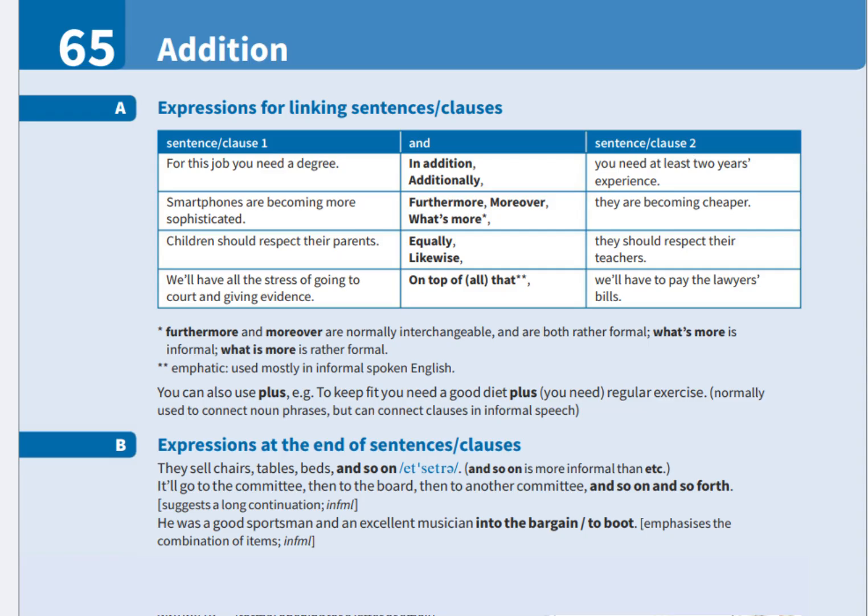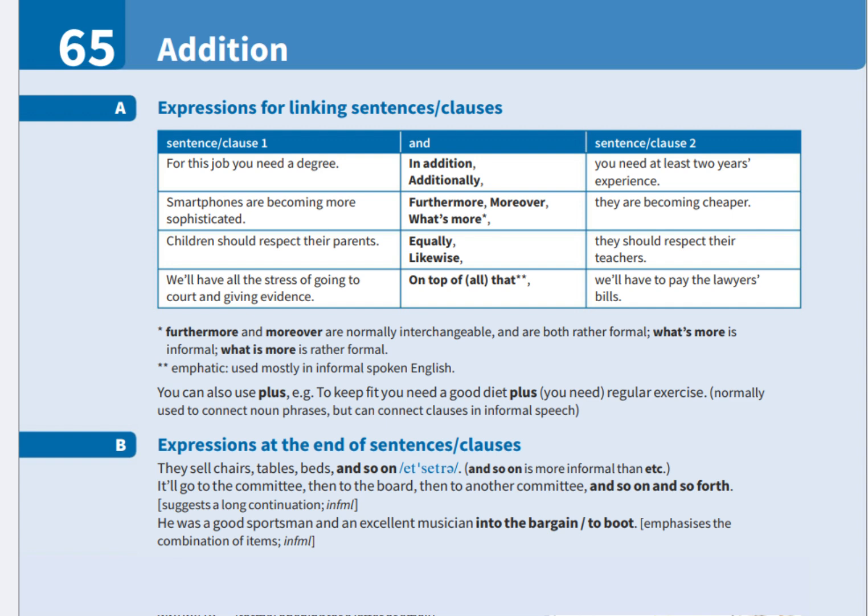The longer expression and so on and so forth suggests that a sequence continues for a long time. It is informal. For example, the proposal will go to one committee, then to the board, then to another committee, and so on and so forth.